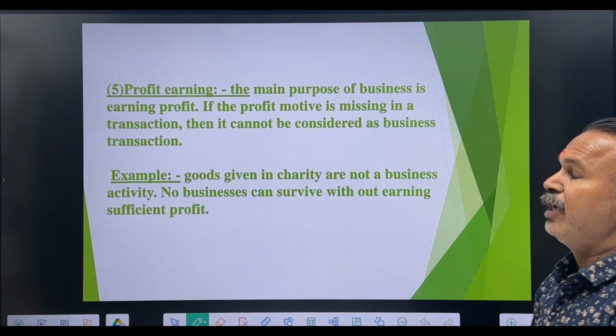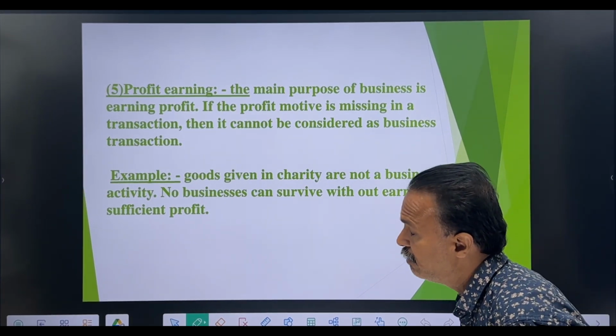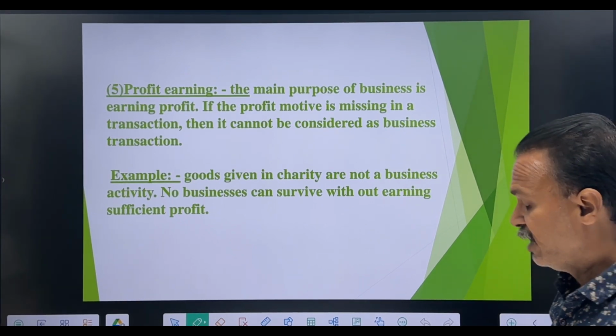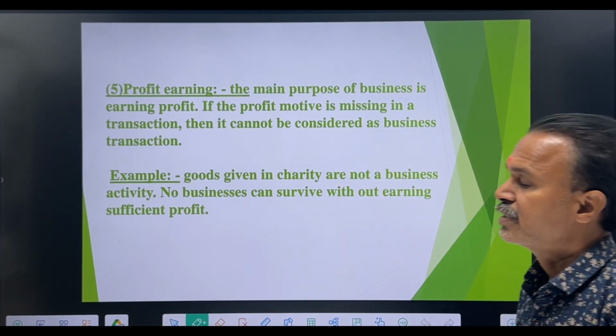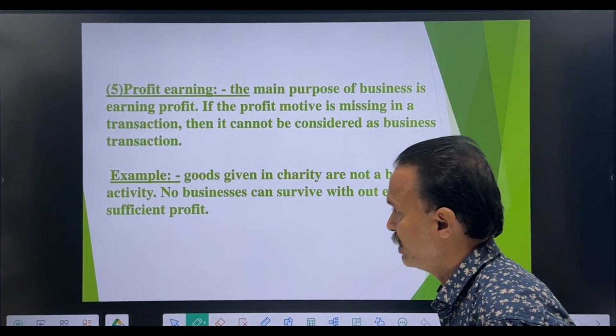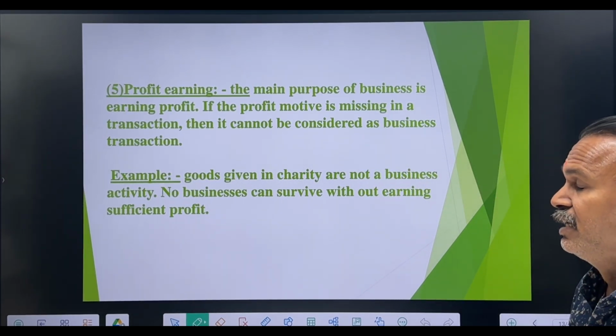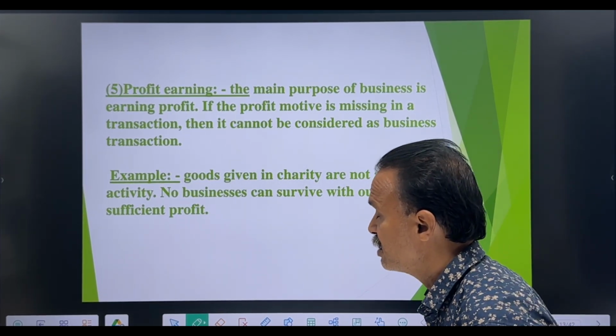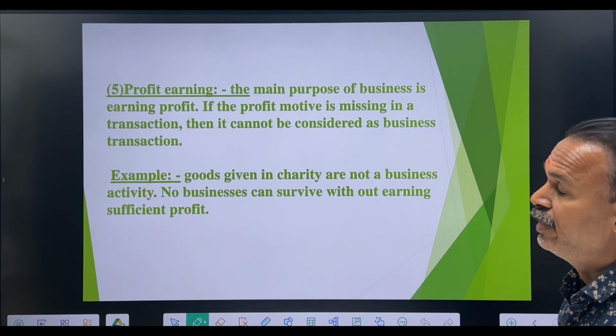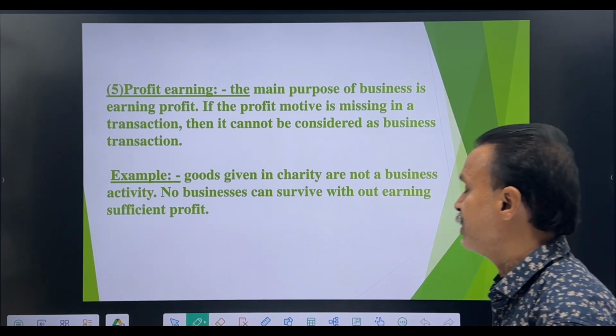Profit earning. The main object of the business is earning profit. If profit is missing in any transaction, then it is not called business. Goods given in charity is not considered as business because profit is absent in this transaction.